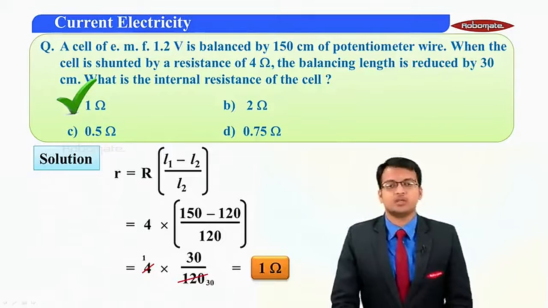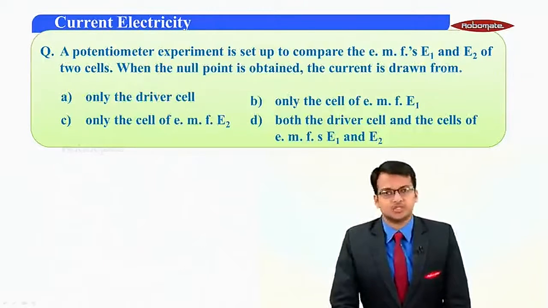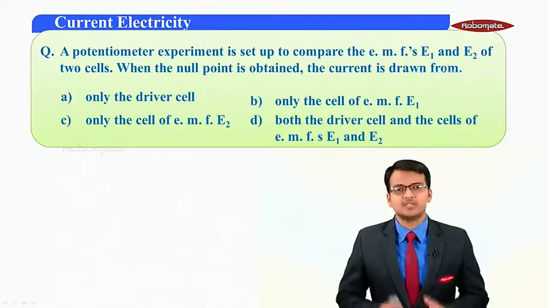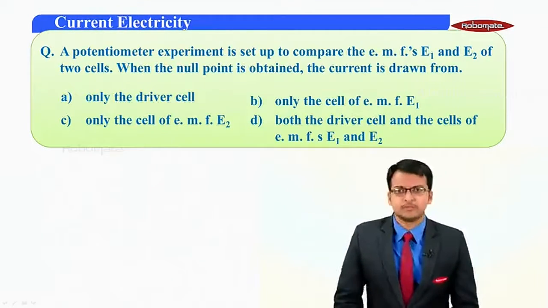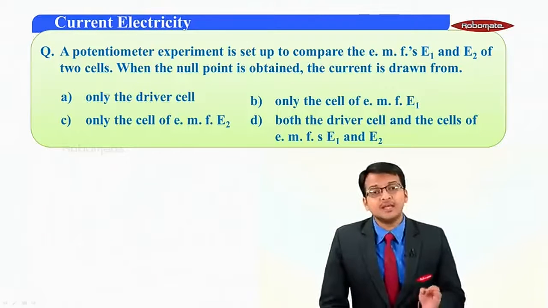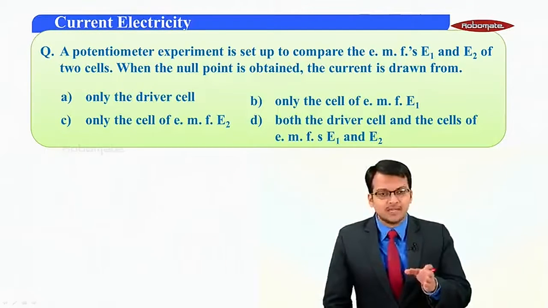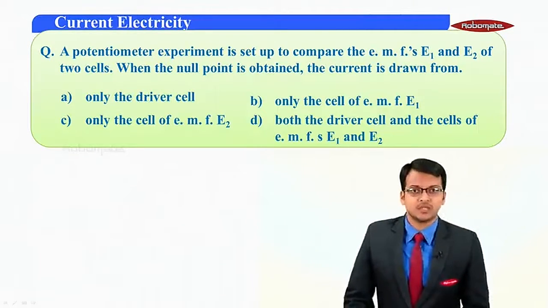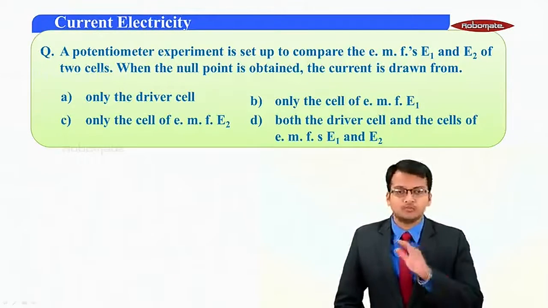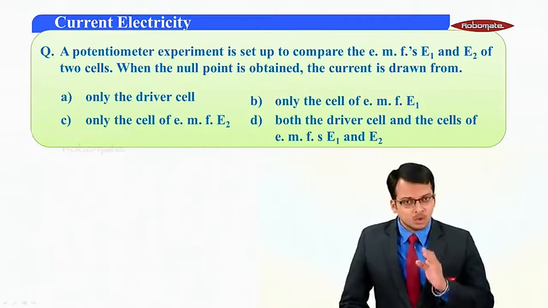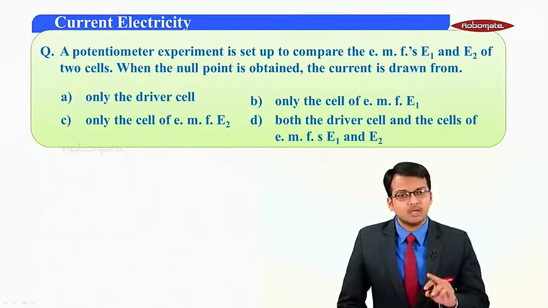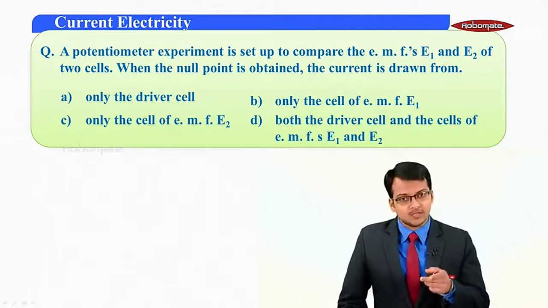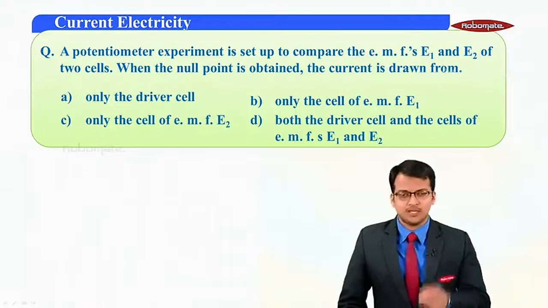Moving ahead to the third question. A potentiometer experiment is set up to compare the EMFs E1 and E2 of two cells. When the null point is obtained, that means the balance condition, the current drawn is from dash. The options are: only the driver cell, only the cell of EMF 1, only the cell of EMF 2, or both the driver cell as well as cells EMF1 and EMF2.